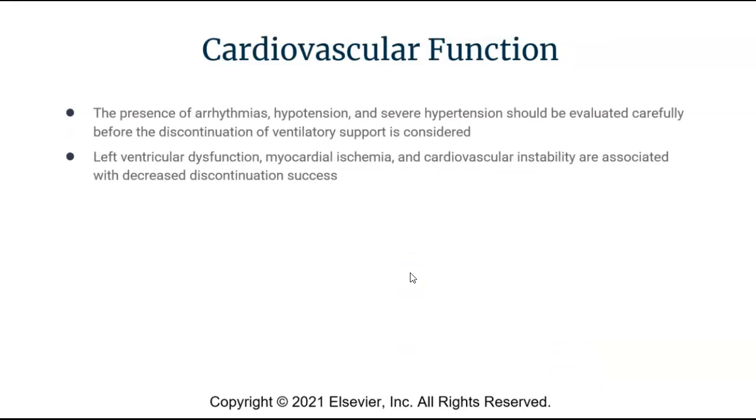Assessing their cardiovascular function. We need to make sure that we have good cardiac output so that we provide adequate blood flow to the lungs and then adequate oxygen delivery to the tissues. So cardiac rate and rhythm and blood pressure should be evaluated. The presence of any arrhythmias, hypotension, or hypertension should be assessed carefully before we decide to pull the breathing tube out. Any type of left ventricle dysfunction or MI or cardiovascular instability should be assessed for, and if it's present, we might not want to discontinue ventilation until those acute portions have resolved.